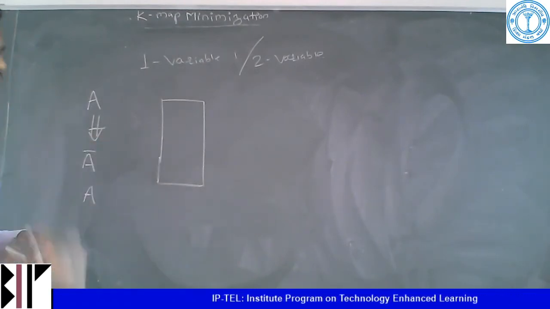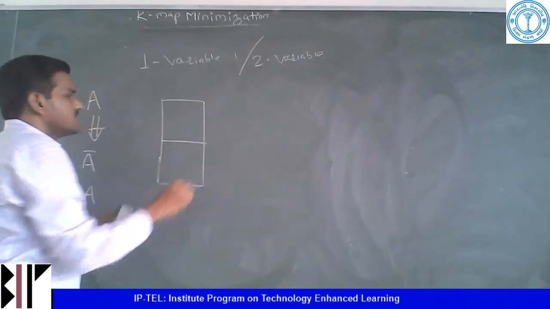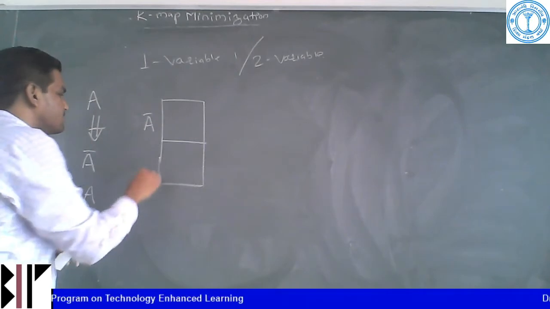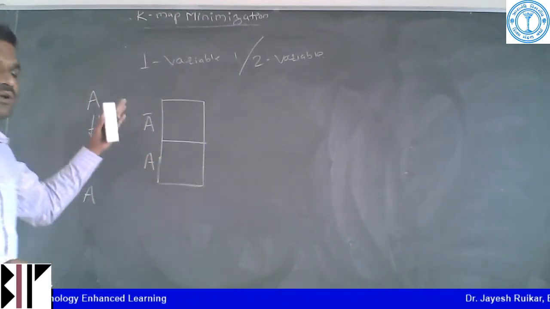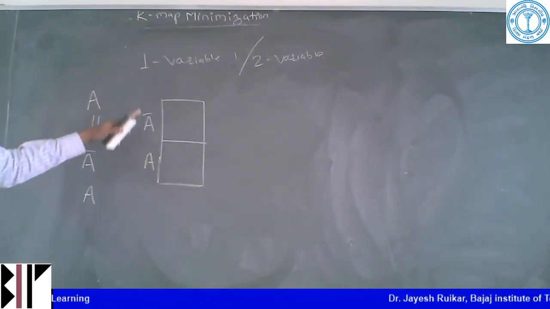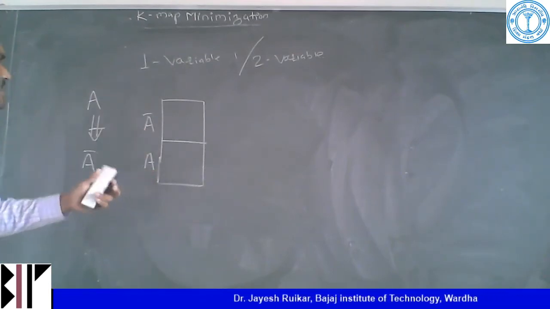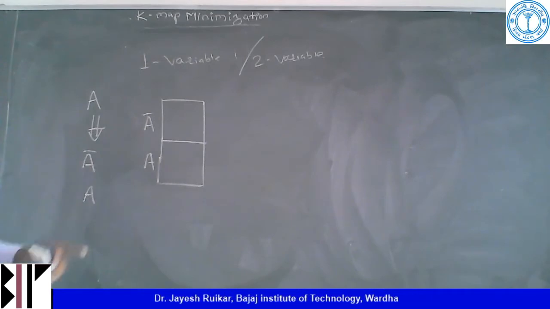That means we require two cells, and as a first step I am representing this as my A bar cell, and this is my A cell. So a one variable representation of K map requires two cells, or you can say two states. A bar and A are the two states.